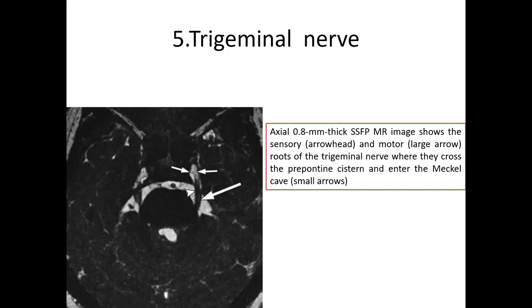If you remember, third nerve, interpeduncular system; fourth nerve, ambient system; and fifth nerve is the prepontine system. You can see here the prepontine system. This is the Gasserian ganglion, Meckel's cave, and this is the fifth nerve. It is a very thick nerve and easy to identify in sequences.